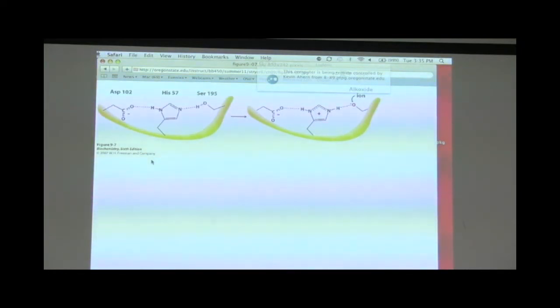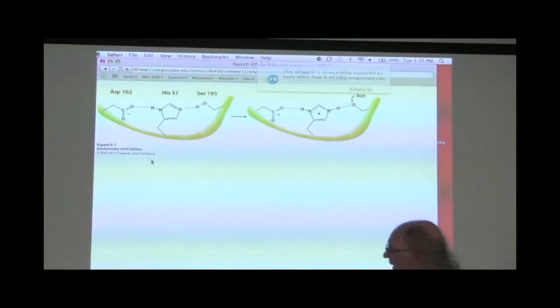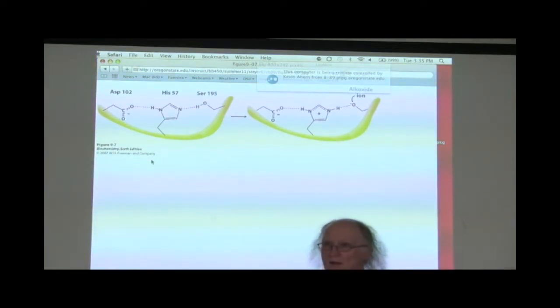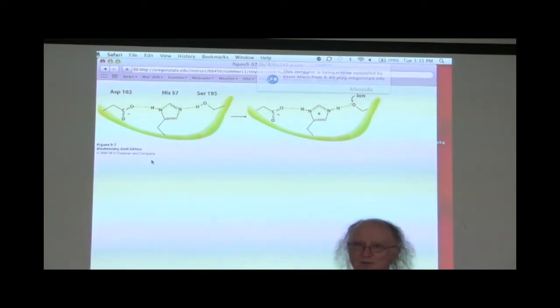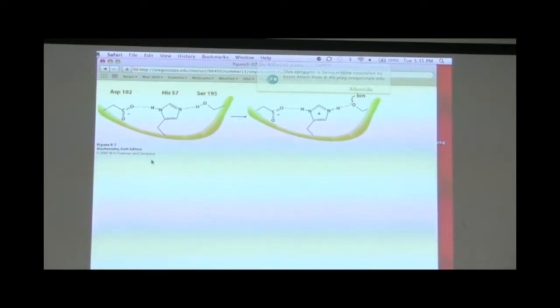Now, the fact that you see those three amino acids close together tells us, first of all, this enzyme has to have tertiary structure, because tertiary structure has interactions between amino acids that are not close in primary sequence, not close meaning more than 10 apart. These are more than 10 apart. The enzyme had to fold up to bring these disparate amino acids into close proximity.